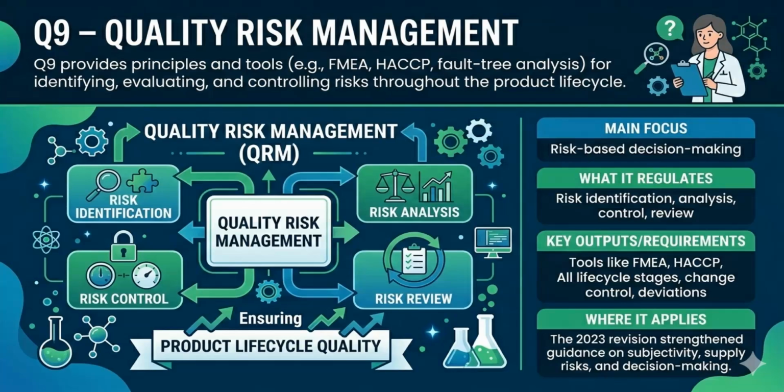Key outputs and requirements. QRM requires structured, documented, and traceable risk activities. Typical outputs include risk assessment, risk control, risk communication, risk review. Where QRM applies. QRM is used throughout the pharmaceutical lifecycle, including development, manufacturing, quality systems, distribution, and post-market, like defining CQAs and CPPs.